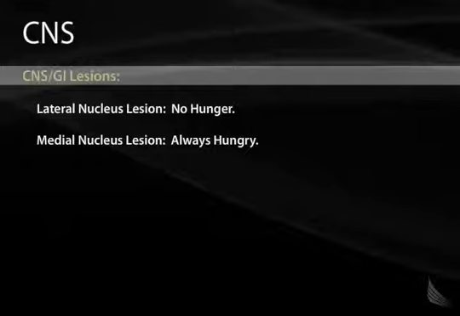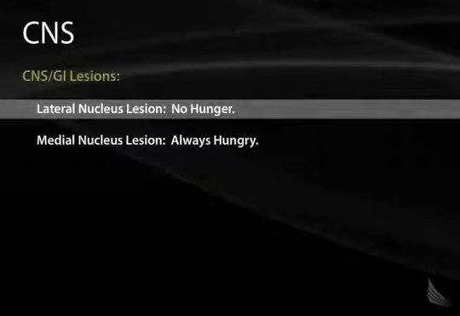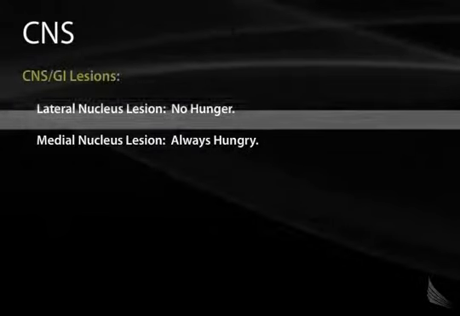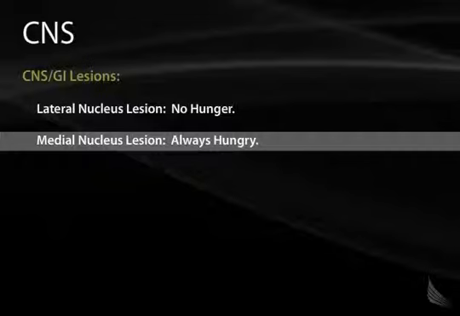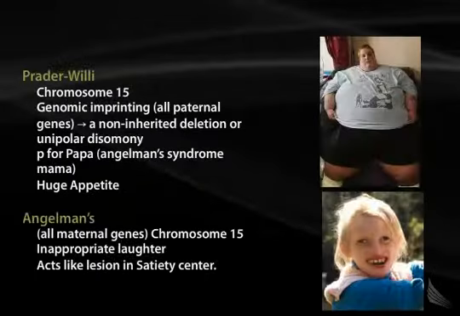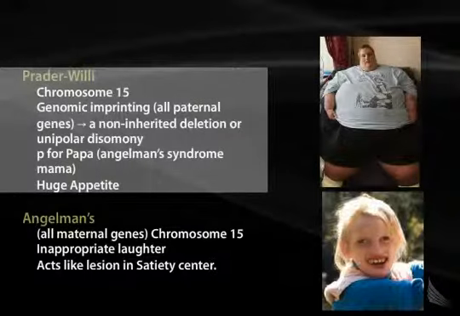Central nervous system lesions affecting the lateral nucleus result in no hunger, and lesions that affect the medial nucleus result in constant hunger. Clinically, these are manifest by two different syndromes. The first one is Prader-Willi syndrome, which is encoded on chromosome 15 and is a great example of genomic imprinting. This is encoded by paternal genes where there's an inherited deletion or uniparental disomy.